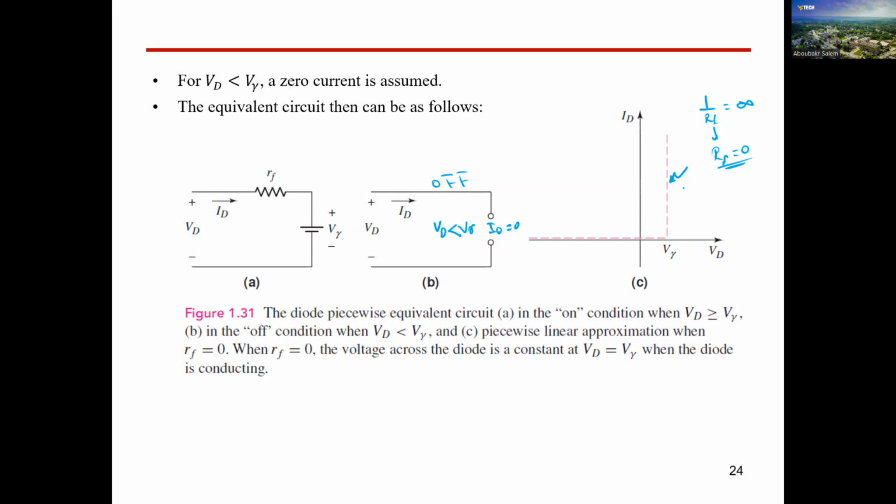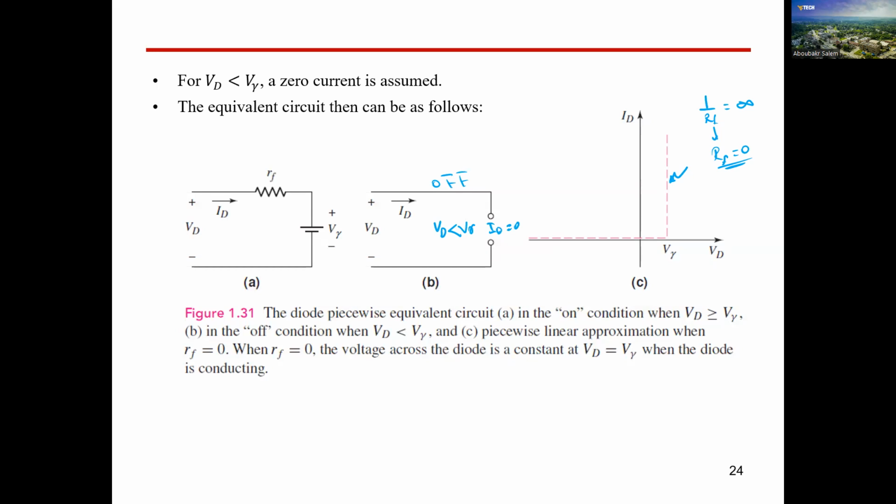Or let's say the approximation of the piecewise linear model: RF equals 0 and Vd equals V gamma in order to turn on the diode. And during turn off, we assume that I equals 0. So this is the equivalent circuit for a diode. Now I have a question for you guys. You need to think about it.